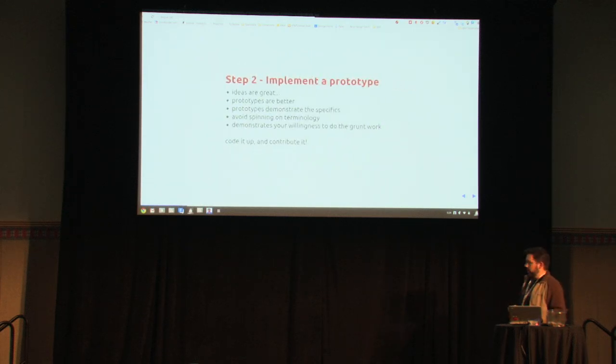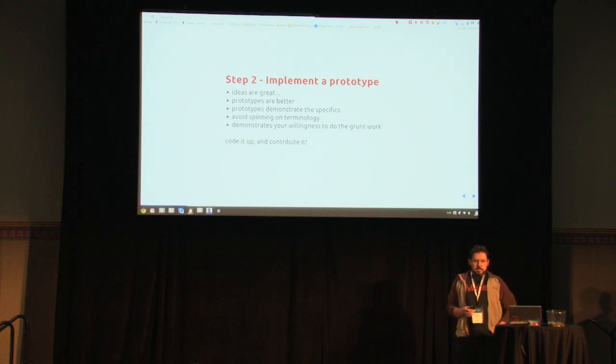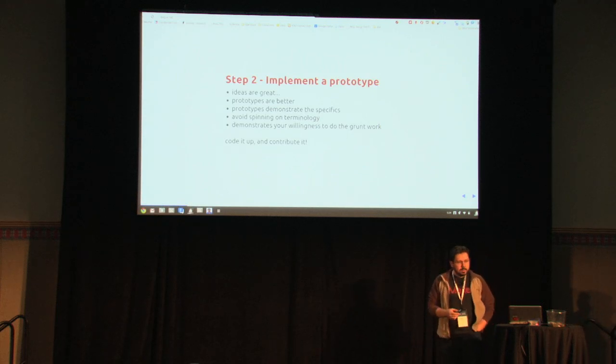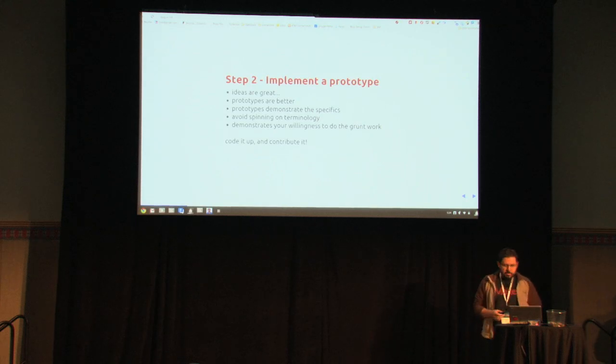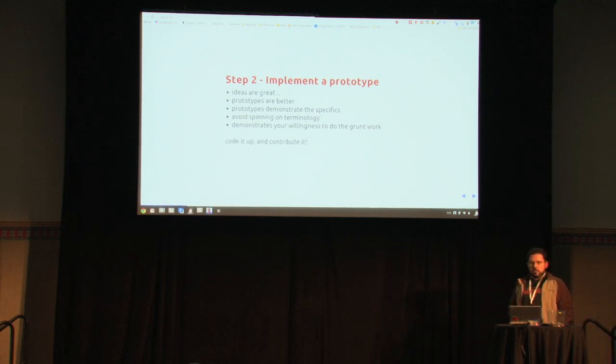The next thing you really need to do: it's great to have an idea, it's great to bring it to the mailing list, it's great to talk about it. It is much, much better if there is code. English only works so well in specifications of what this feature is, what this terminology is. OpenStack has a language, it's called Python. It's really good at describing solutions to problems because you can execute them. So start with a prototype.